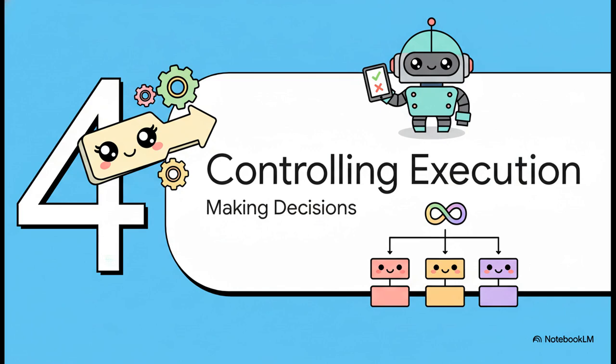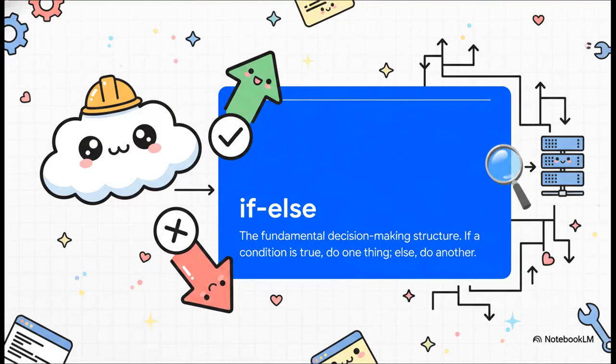Okay, let's talk about giving our scripts a brain. Controlling script execution is how we let them make decisions and repeat actions, turning them from a dumb list of commands into something smart. The absolute bedrock of decision-making is the if-else statement. It's just like it sounds. If this condition is true, do this thing, else do this other thing.